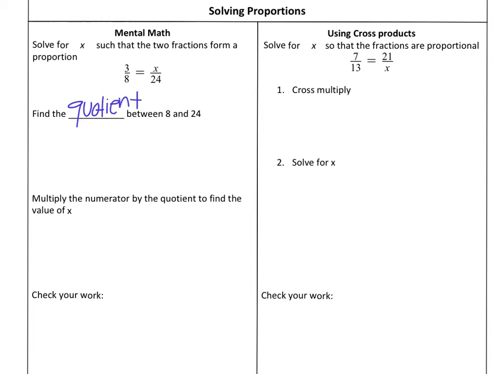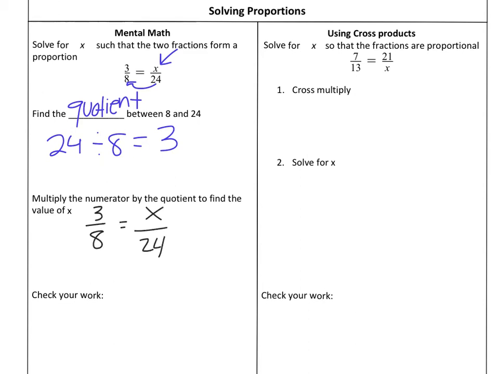Man, I did not make these blanks big enough today. Between 8 and 24. So since the x is missing on the right, I want to take the right divided by the left. So I'm going to take 24 divided by 8, which is 3. So I know that 3 over 8 equals x over 24.